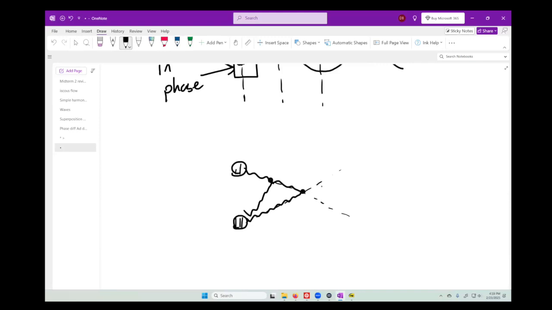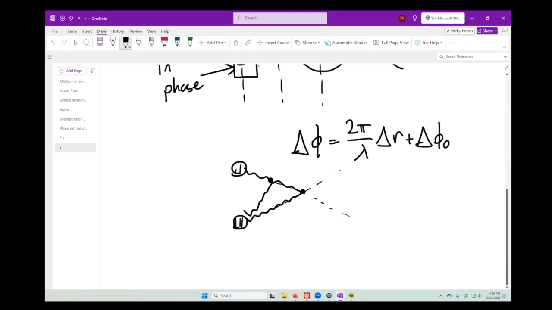But how do we know if they're in phase or not at that point? Well, we calculate delta phi. That's the whole point. If we want to determine whether they're in phase or out of phase, we need to write down the phase difference and then check whether this is an even multiple of pi or an odd multiple of pi. Okay, I see. Okay. Thank you.